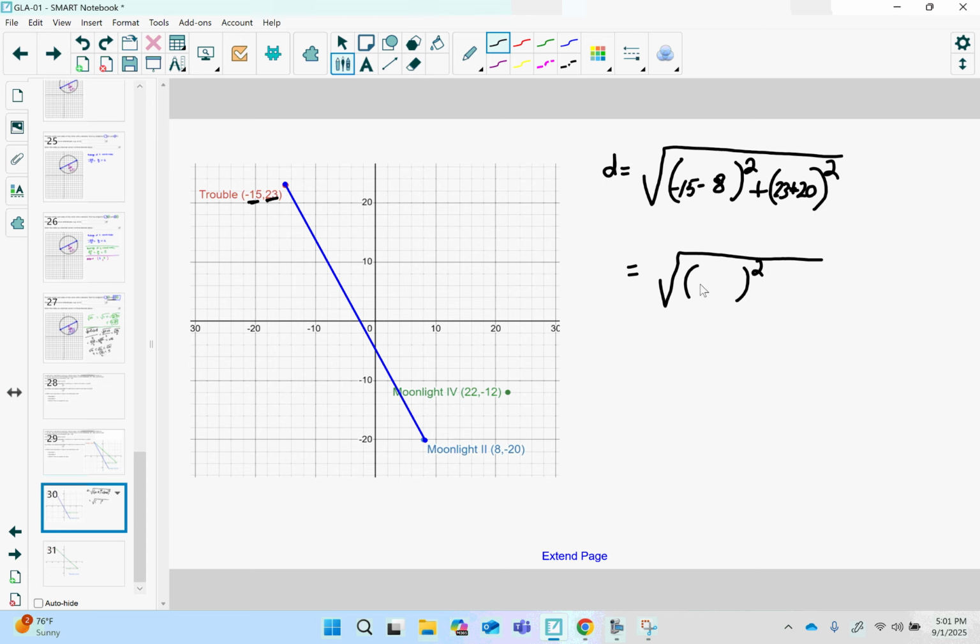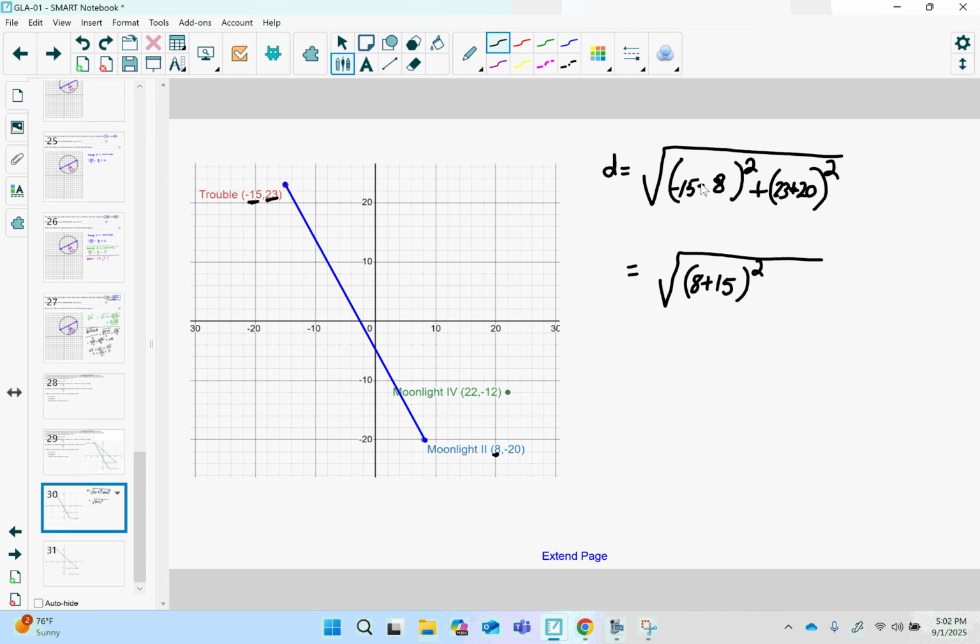So I could have just as easily done 8, the x-coordinate of Moonlight 2, minus -15, the x-coordinate of the boat in trouble. And if I subtract -15, that'll give me a double negative. And that's what that would look like. Now notice that when I simplify -15 minus 8, I'll get -23.